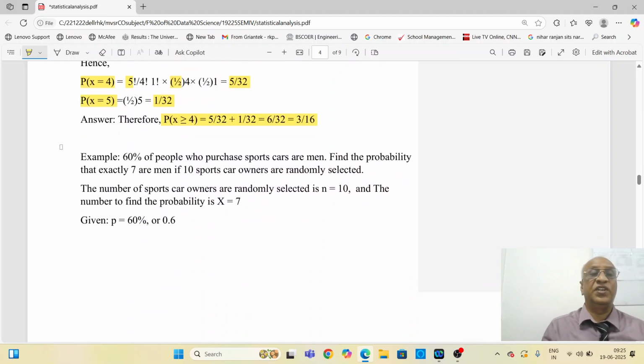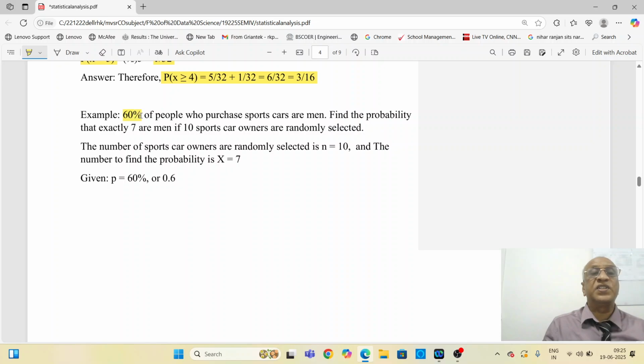Let us take one more example. 60% of the people who purchase sports cars are men. So whosoever purchases sports cars, 60% of them are men. We have to find the probability that there are exactly 7 men if 10 sports cars are bought. Okay, so how many sports cars? 10. So the value of n is 10.